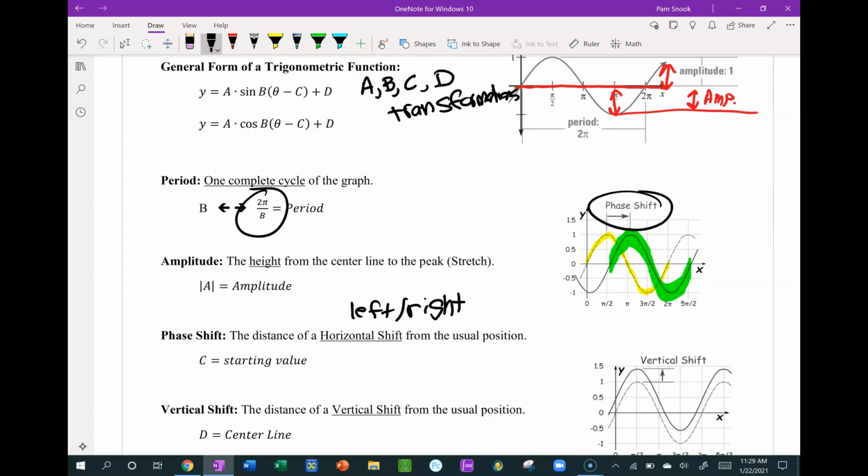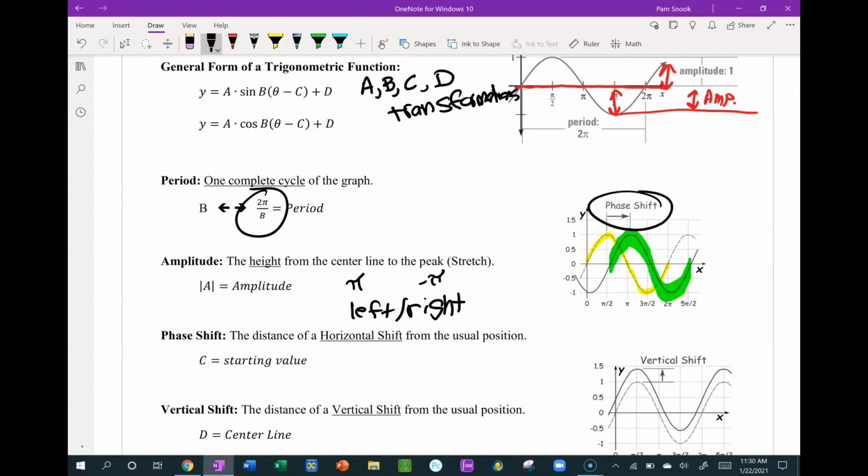And just like in our previous functions, you're going to have to change the sign on C. So if you have a minus pi, that's going to be a shift to the left, and if you have a plus pi, that's going to shift to the right. I think I said that backwards. Plus pi goes to the left, minus pi goes to the right.